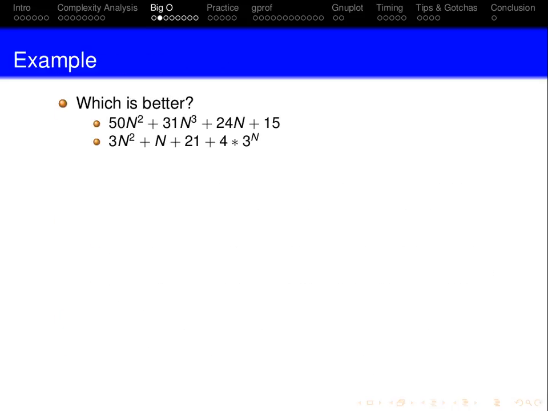So here's another question: which one of these is better? The first one. Why? n to the third. No, the second one's better.